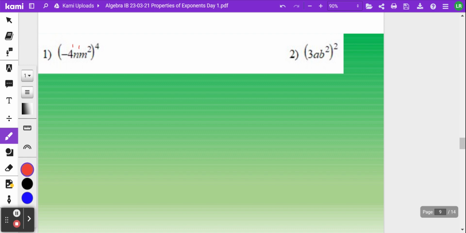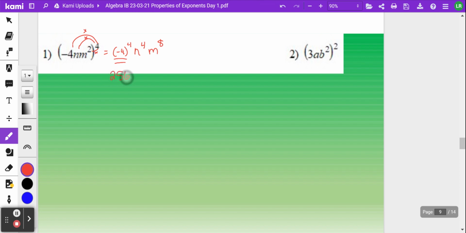So the negative 4 has an exponent of 1. The n has an exponent of 1. Okay? So we are going to do these. So the first one, for the negative 4, 1 times 4 is 4. There's its exponent. For the n, 1 times 4 is 4. And then for the m, 2 times 4 is 8. We are multiplying our exponents here. Then the only thing I have to do is figure out what 4 to the 4th power is. Negative 4 raised to the 4th power is 256.